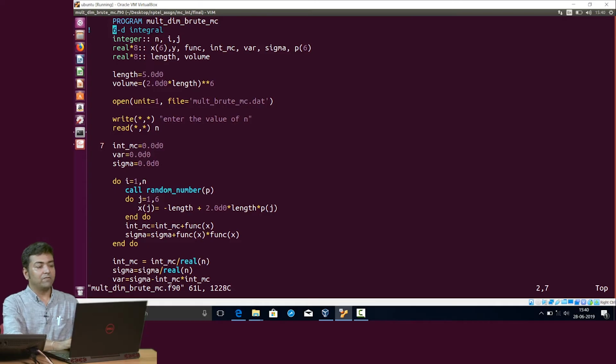For that, what we need is 6 random numbers instead of just one random number, and this volume will be a 7 dimensional volume. That is the value of the integral which we will get.